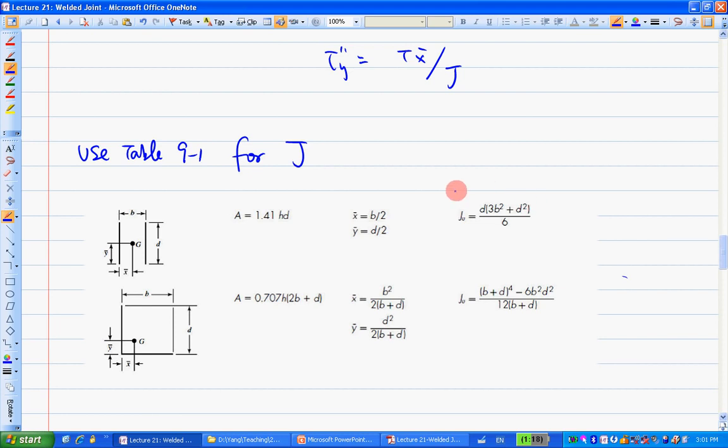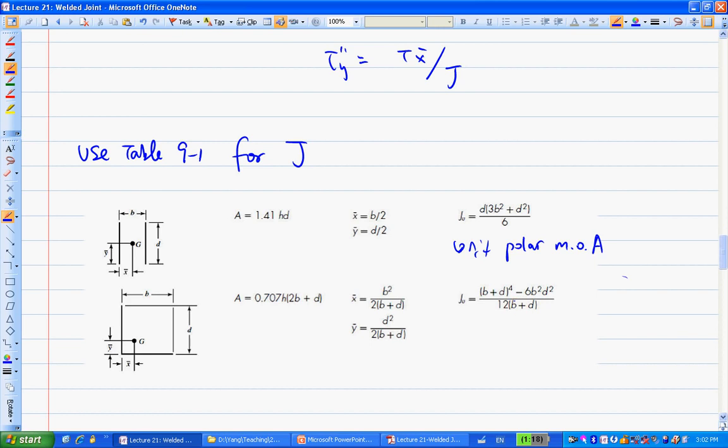Then the J. What it gives you here is not the J. It's called a unit polar moment of area, J_u. So J_u is this quantity here. And if you're interested in how J_u is derived, look at my lecture notes. There's one page where I spend the time to derive this.